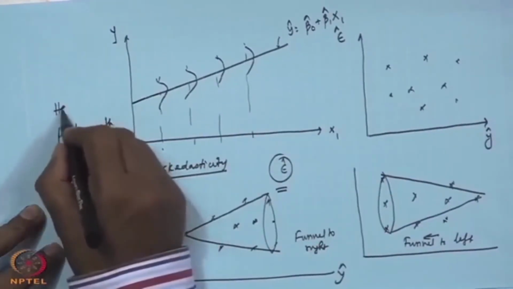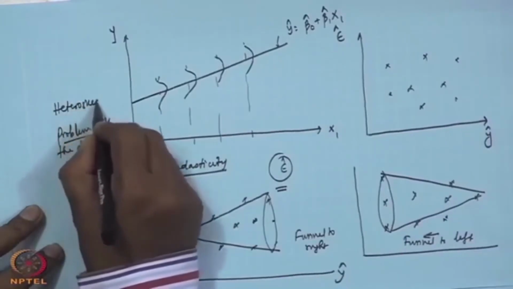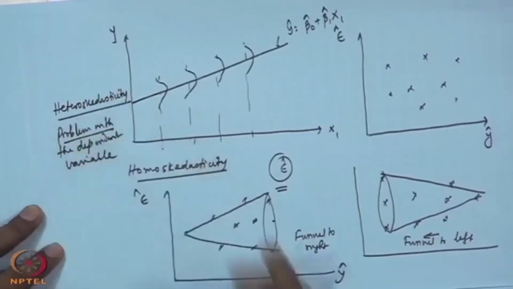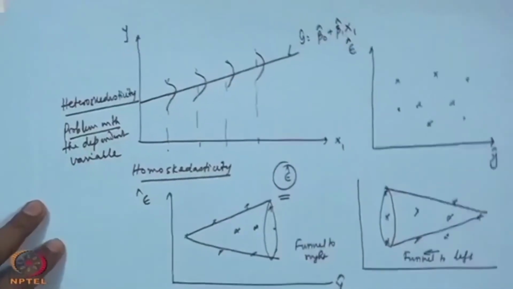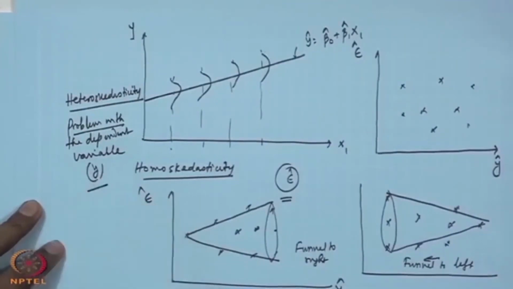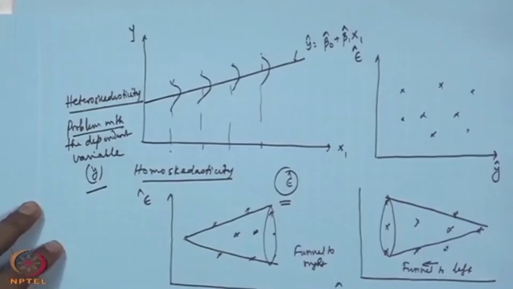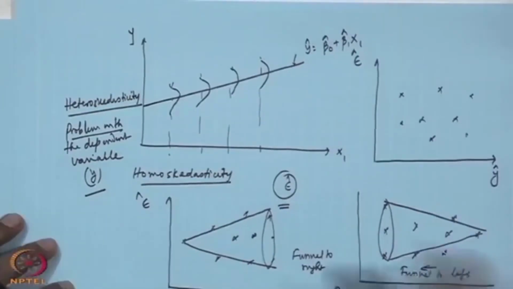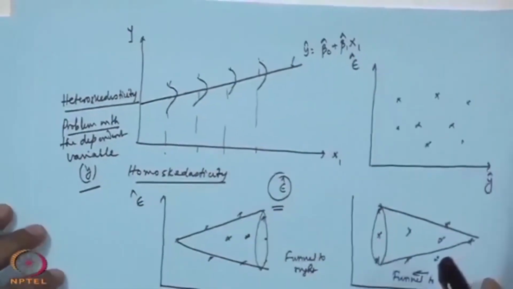So, when we talk about heteroscedasticity, it is a problem of the dependent variable y. Later on we will see the remedy. Under remedy, we have to transform y.